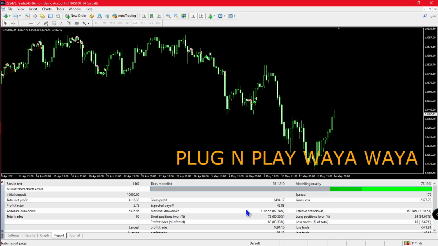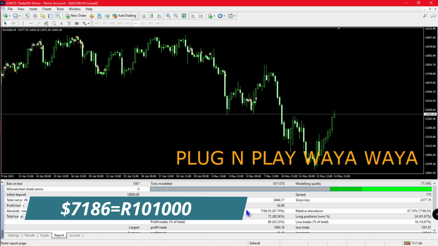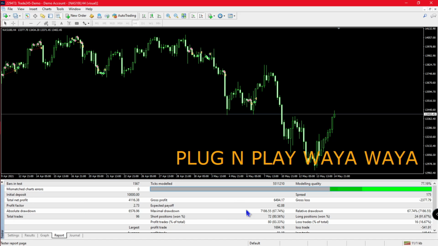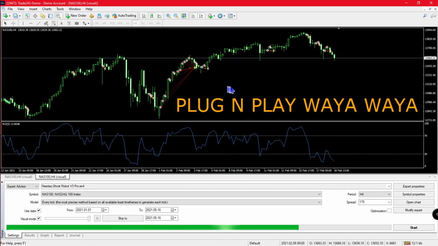Because it's in dollars, the actual rand amount is 101,000 Rand of drawdown if you were to run this robot 24/7 on the 4-hour time frame, which is the best time frame. So what you just saw was the 4-hour time frame backtest from the 1st of January until the 16th of May. But now I'm going to show you the results of the backtest I was running a few weeks ago.